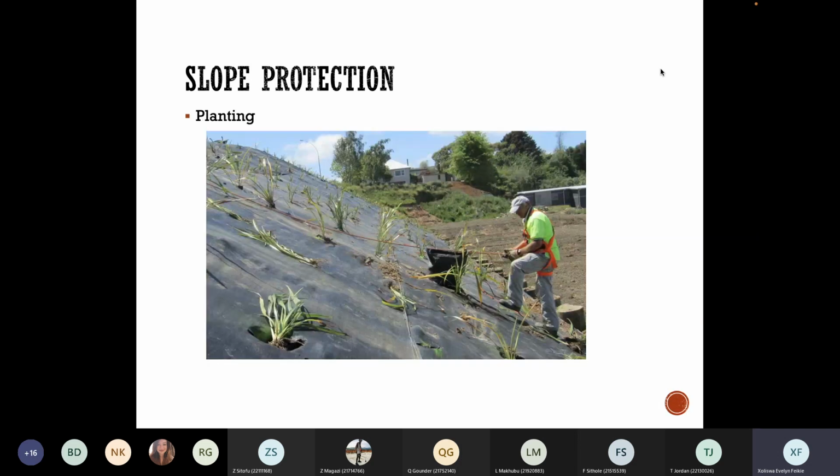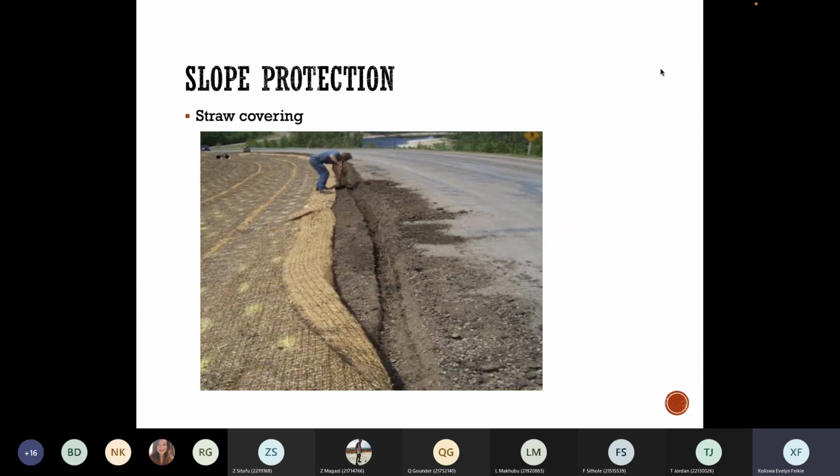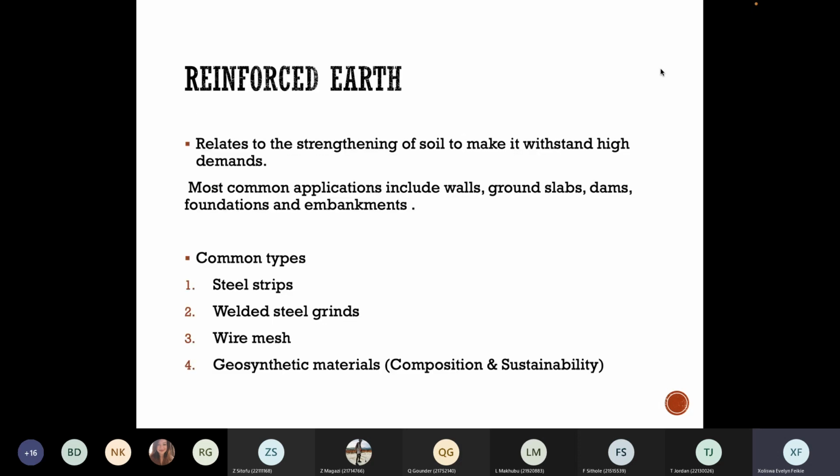That is a method. They also plant here. They call this planting. So the difference between hydroseeding and planting: here they plant, they bring plants. They will be small, but they bring them and then they plant them individually. Hydroseeding, they spray that solution that has seeds in it. Straw covering, they use straw to cover the sides. And then the last part deals with reinforced earth.